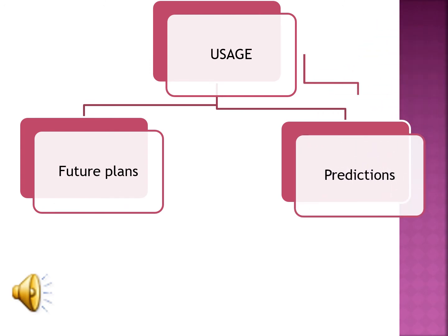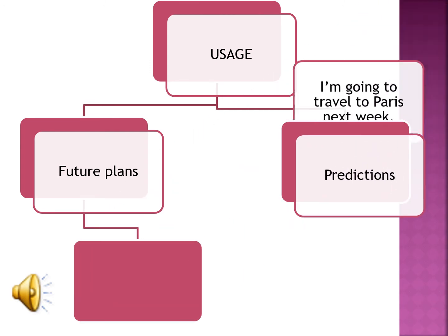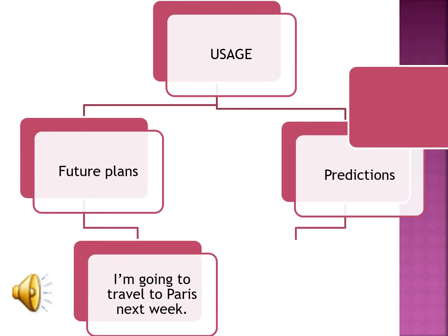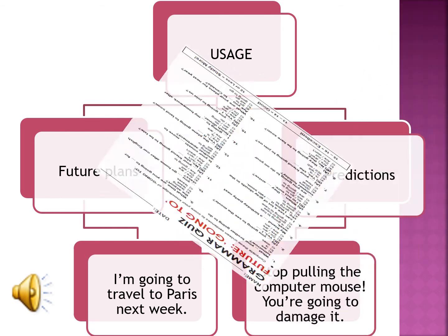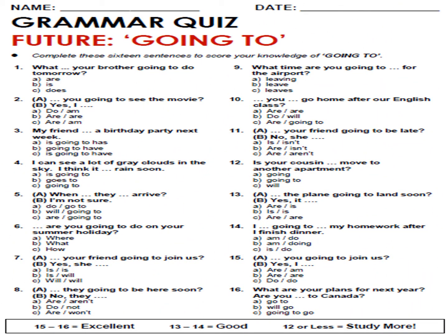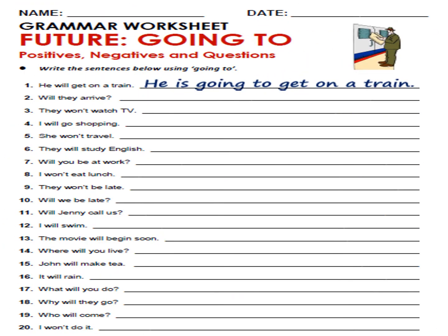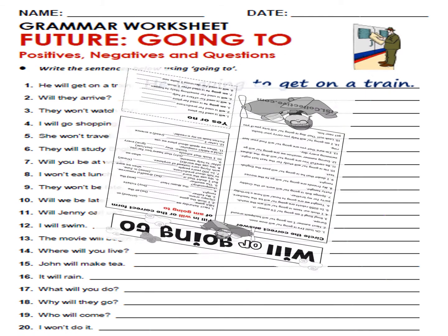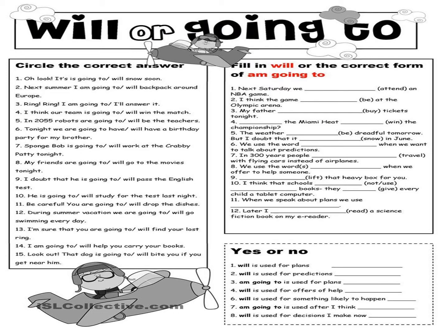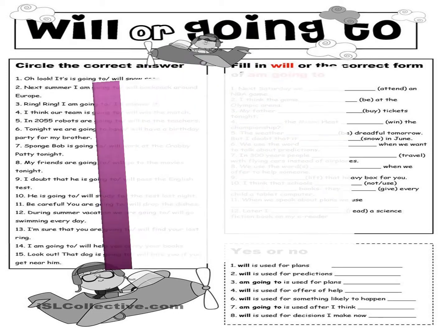The negative: we just have to add not to the verb to be. So it becomes she isn't going to pass the exam. When do we use going to? Number one, future plans. I'm going to travel to Paris. I have booked the ticket. For the question form, we start with the verb to be, followed by a subject, the words going to, and the infinitive form. Are we going to watch a film?